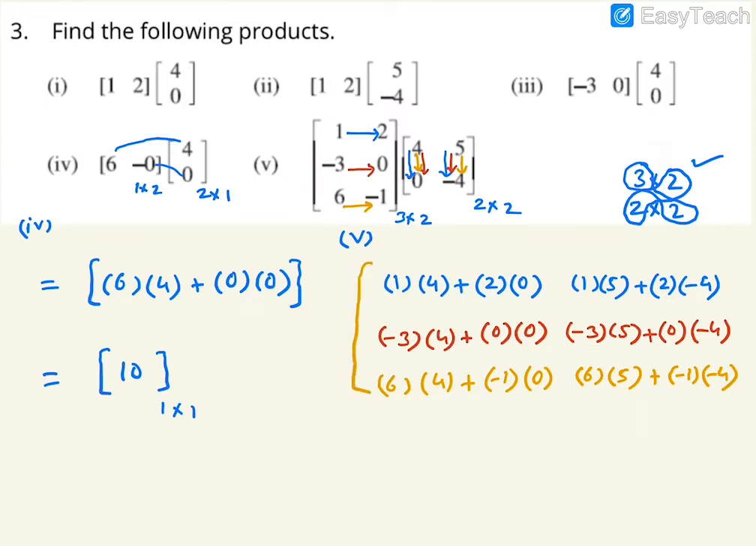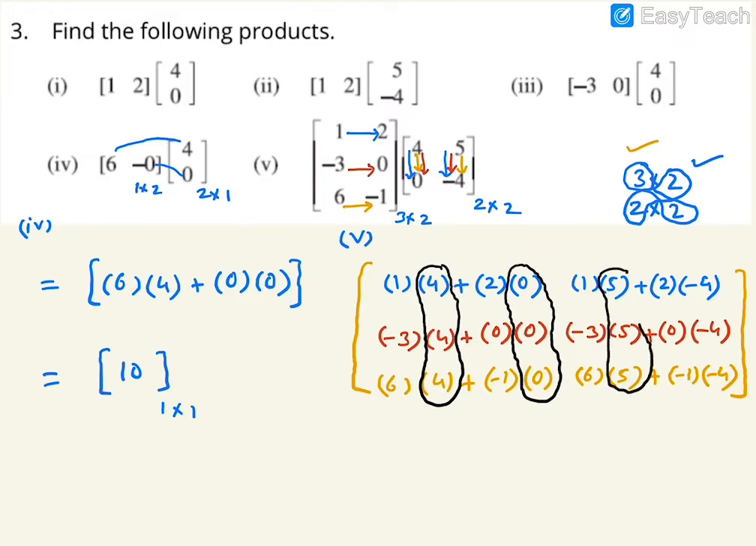You can see the order of this one, 3 into 2. We need this order. And one more thing you can check here, this will be same, 4, 4, 4, 4. Here this 0 will be same. Only row elements are changing. So here this 5 will be same, and minus 4 is also same here.